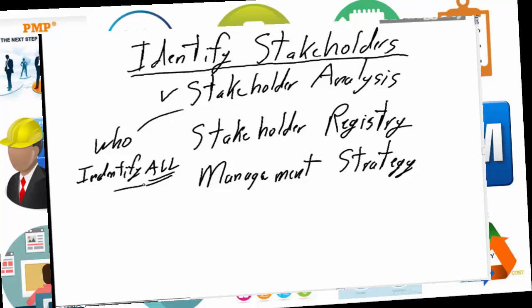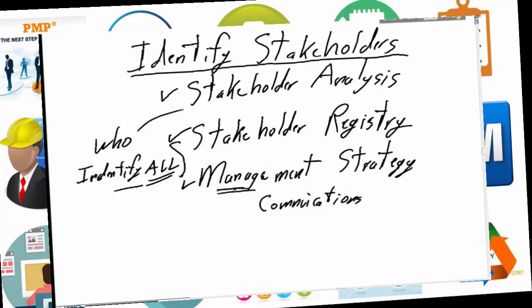Once you've identified all of the stakeholders, you need to log them and put them into a stakeholder registry, so that once we have done the stakeholder identification, we're not going to lose track of the stakeholders, and we're not going to forget to communicate to them. And then finally, we're going to develop a management strategy. How are we going to, and the word is intentional, how are we going to manage the stakeholders? And specifically, how are we going to manage the communications to the stakeholders?